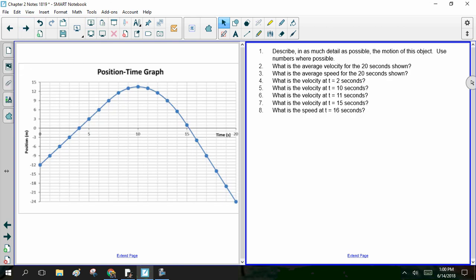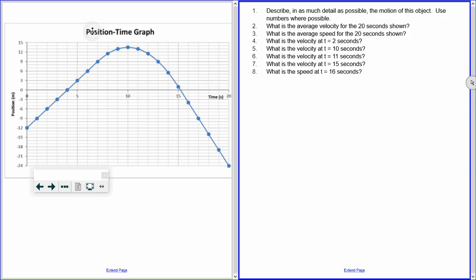Here on the left, we've got this position time graph, and over on the right, we've got these questions. Question number 1 says to describe in as much detail as possible the motion of the object. Use numbers where possible. Take a second, pause the video, see if you can answer that, and while you're at it, try to answer the other ones too. I'm going to assume you did that.